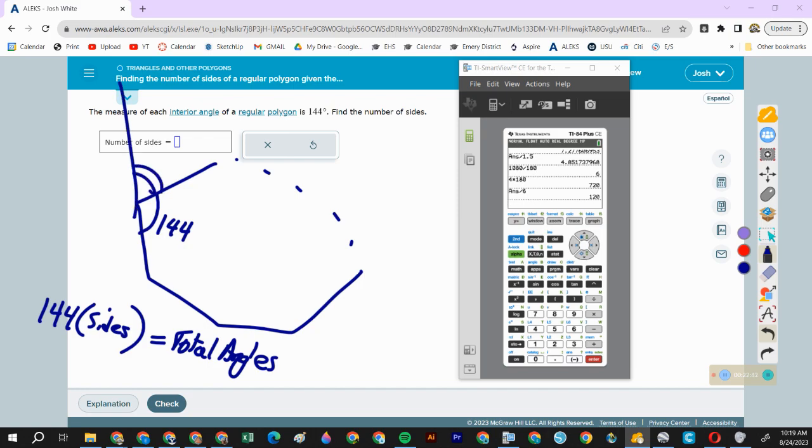So how big would this be? So this is 36. And if I add all of the exterior angles together, I get 360. And how big is each angle? 36. 360 divided by 36 is 10. So this would be a 10-sided polygon, a decagon.